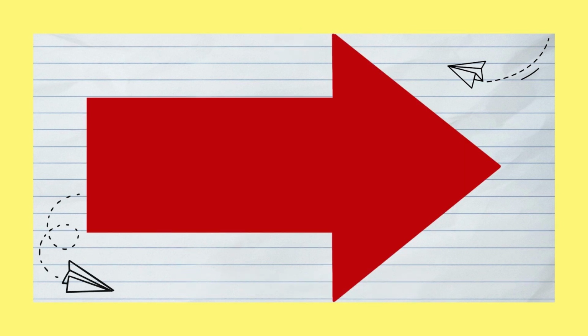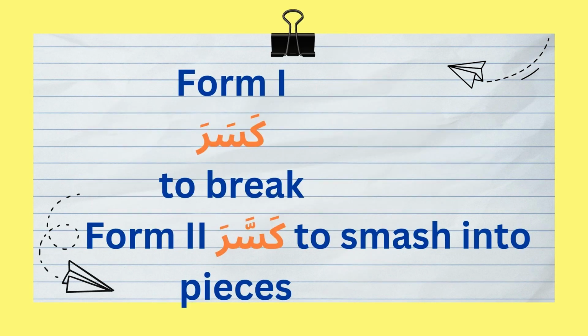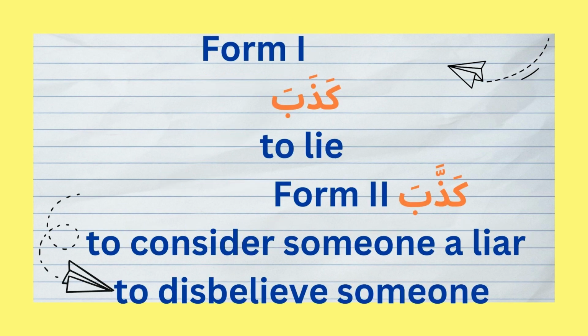I can give you more examples of form two verbs. For instance, form one verb kasara means to break. In form two verb, it becomes kassara, which means to smash into pieces. So it has another meaning, more causative, intensive meaning. Another example, kadaba. As a form one verb, it means to lie. As a form two verb, with the shadda in the second radical, كذب, it means to disbelieve someone, not to believe someone, or to consider someone a liar.